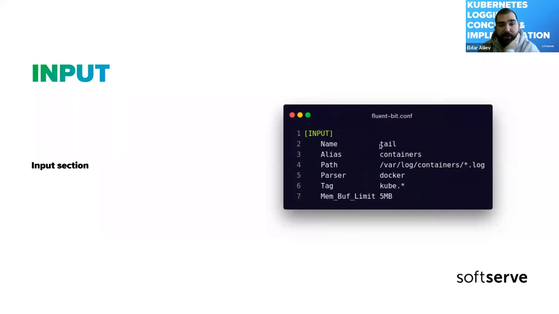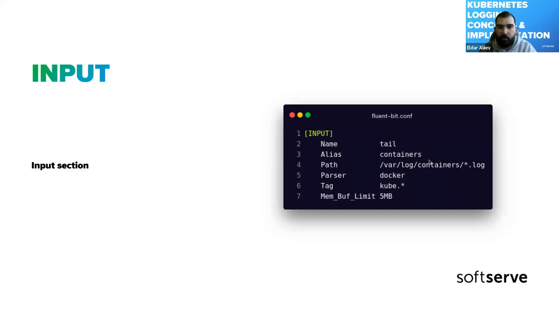We will use the tail input plugin. There are a lot of different plugins, but to collect the data from continuously modified log files, we use the tail plugin. Here we also present the alias. The alias is an optional field, but it's just for future purposes.